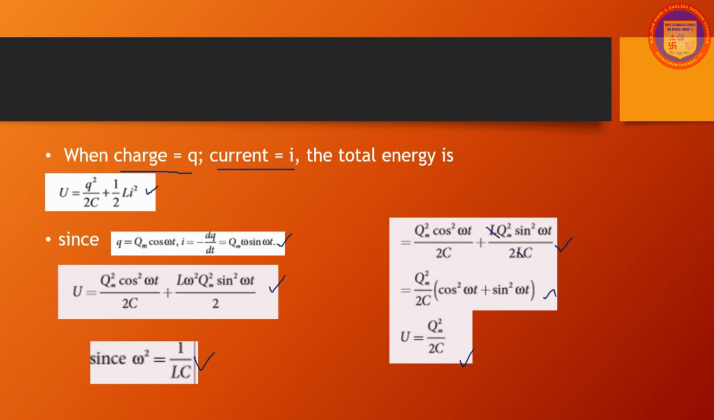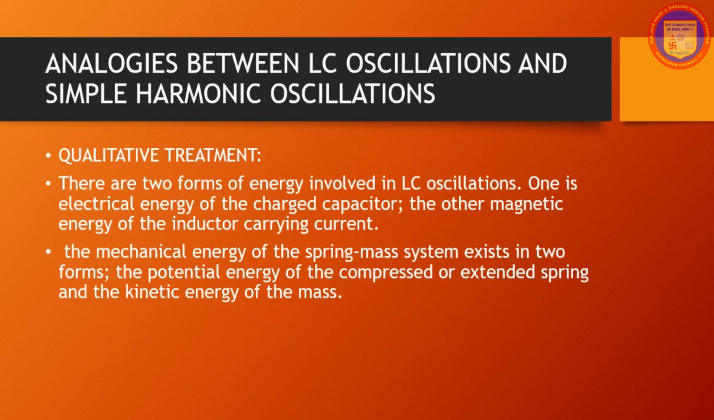Next is the analogy between LC oscillation and simple harmonic oscillation. In this we are going to see two things. One is qualitative treatment, another one is quantitative treatment. First we'll see the qualitative treatment. The electromagnetic oscillation of the LC system can be compared with the mechanical oscillation of a spring. There are two forms of energy in the LC oscillator. One is the electrical energy of the charged capacitor. The other is the magnetic energy of the inductor carrying current.